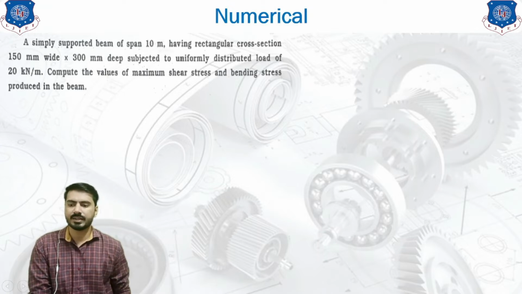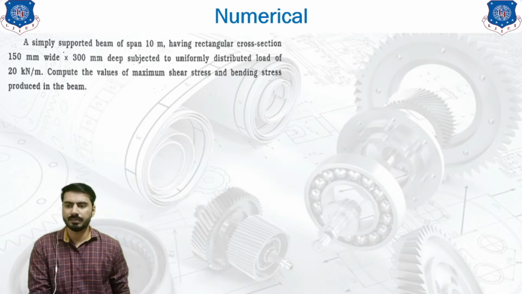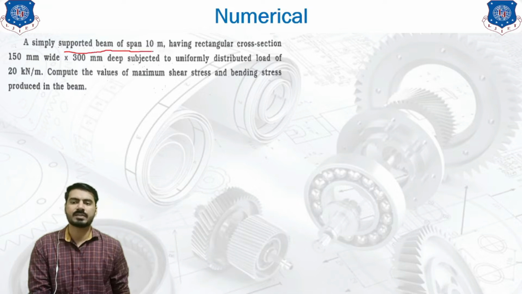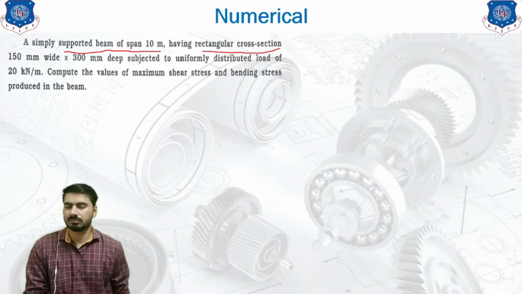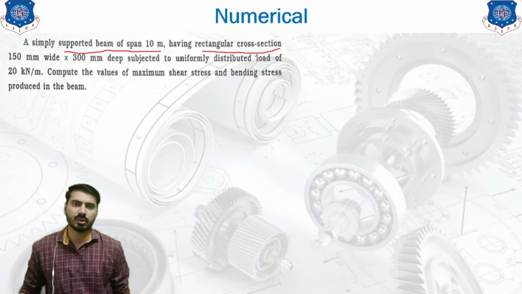You will see that the simply supported beam is the beam which contains two supports at its end, of span 10 meter. That means its length is 10 meter, having the rectangular cross section. That means they have provided the shape of the cross section. If in any data they do not provide the cross section shape, then by default we assume that the shape of the cross section is rectangular. But right now they have mentioned it, so you don't have to assume it.